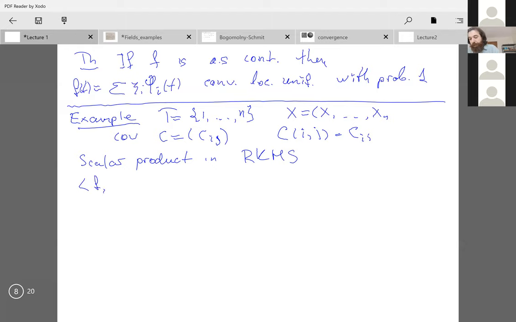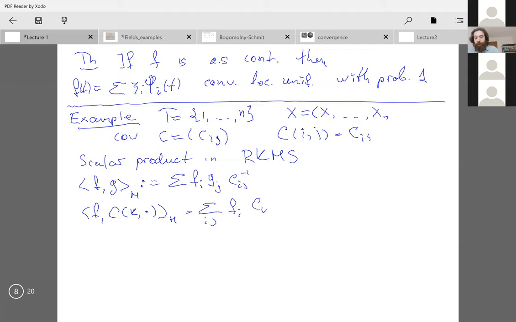So if we have two vectors F and G, then our scalar product will be the sum over i,j of Fi Gj times Cij inverse. So this is the definition. And you can easily check that indeed this is a reproducing kernel structure, because if we take the scalar product of F and C(k,·), then by definition, this is the sum over ij of Fi Ckj Cij inverse.